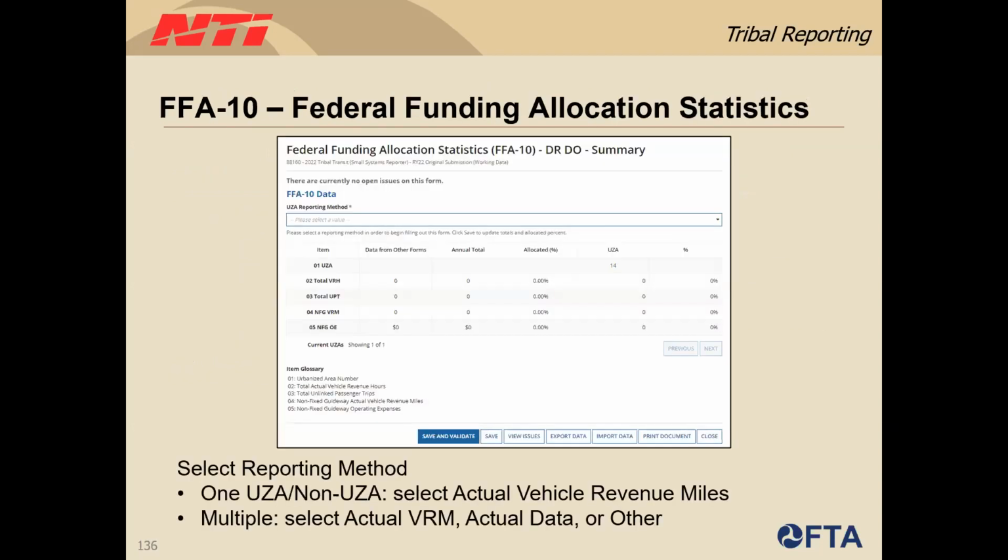This is the layout of the FFA-10 form. The form automatically pulls data that you reported in the service data section in the RR20 form, as well as your value for operating expenses. So the first step in completing this form is to select your UZA reporting method. If you only operate within one state, you should select actual vehicle revenue miles as your UZA reporting method. If you operate within more than one state, you can select actual vehicle revenue miles, or you can select actual data or other.